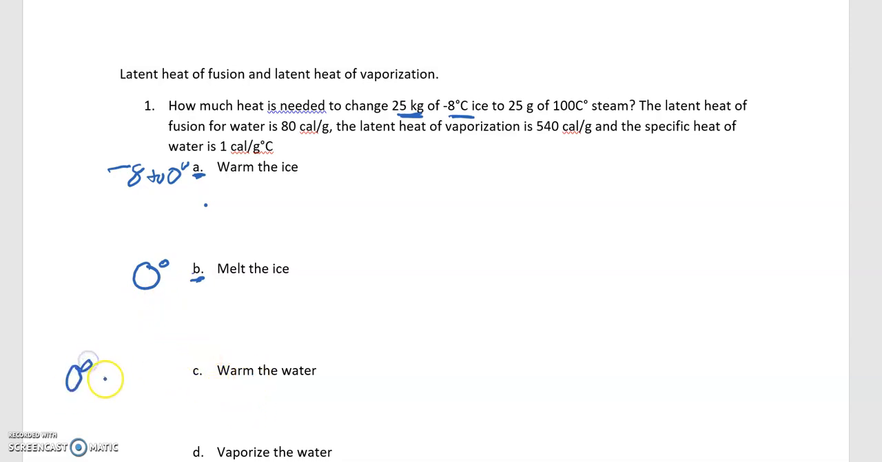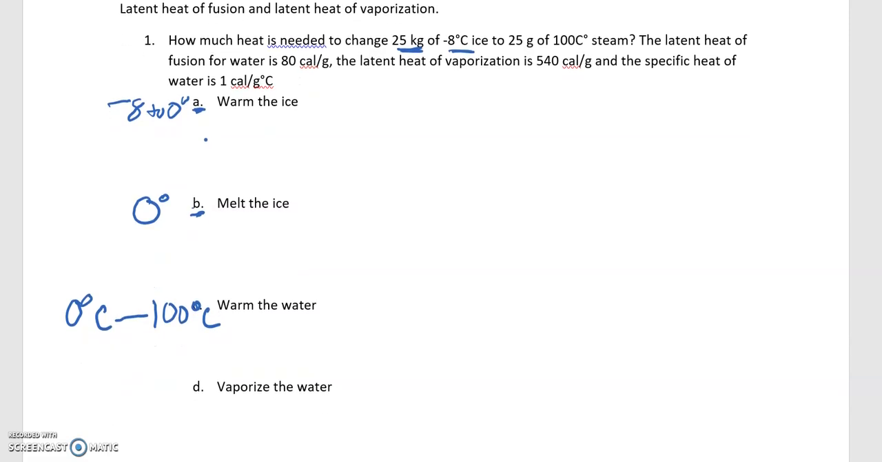So from 0 degrees Celsius up until we get to 100 degrees Celsius, because at 100 degrees Celsius is where we will start vaporizing our water. It'll start to boil. And then that'll take us into another phase change where our temperature doesn't change, stays at 100 degrees Celsius until all that water is vaporized, which will then lead us to that 100 degrees Celsius steam. So we're going to have 4 different components of this problem that we're going to have to work through.